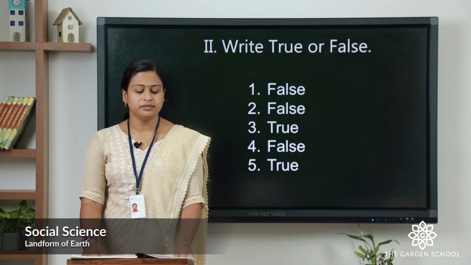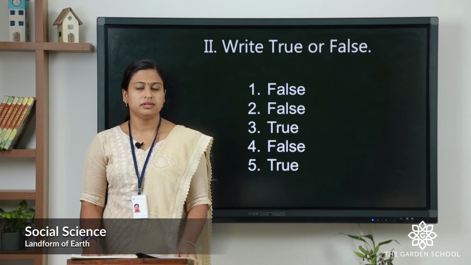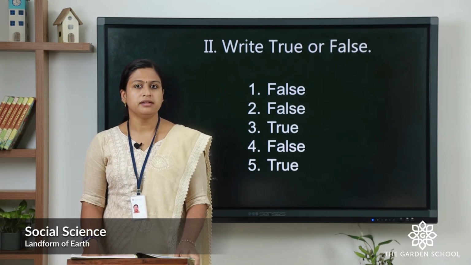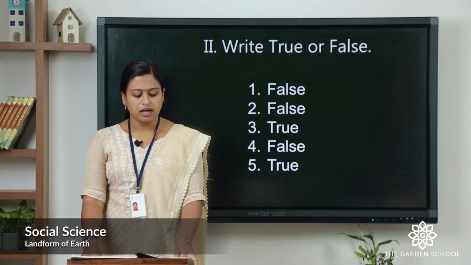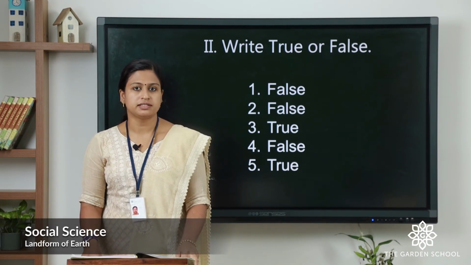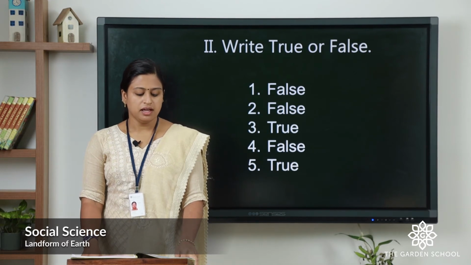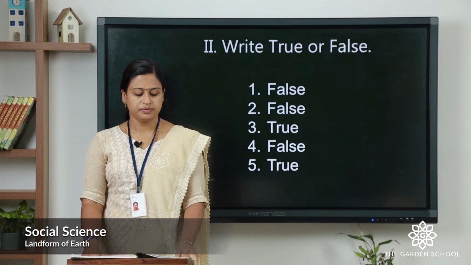The first one, the Earth resembles an apple. The answer is false. The Earth resembles an orange. Second one, land covers most of the Earth's surface. The answer is false. The correct answer is water covers most of the Earth's surface.